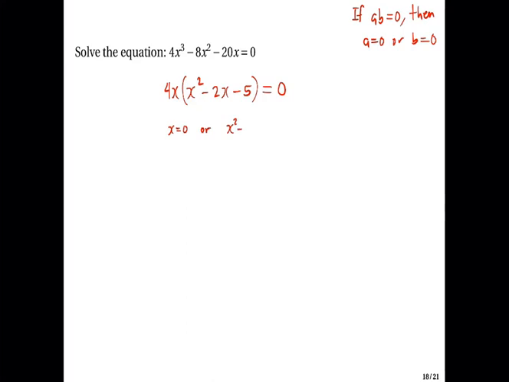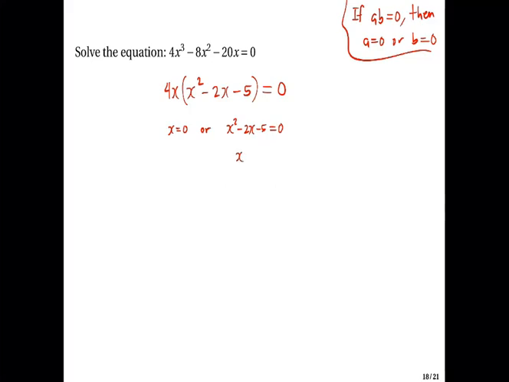So x squared minus 2x minus 5 equals 0. So we just followed this zero product property here. Of course, x equals 0, it's done. Our work now is for this quadratic equation here. Again, we can use the quadratic formula.